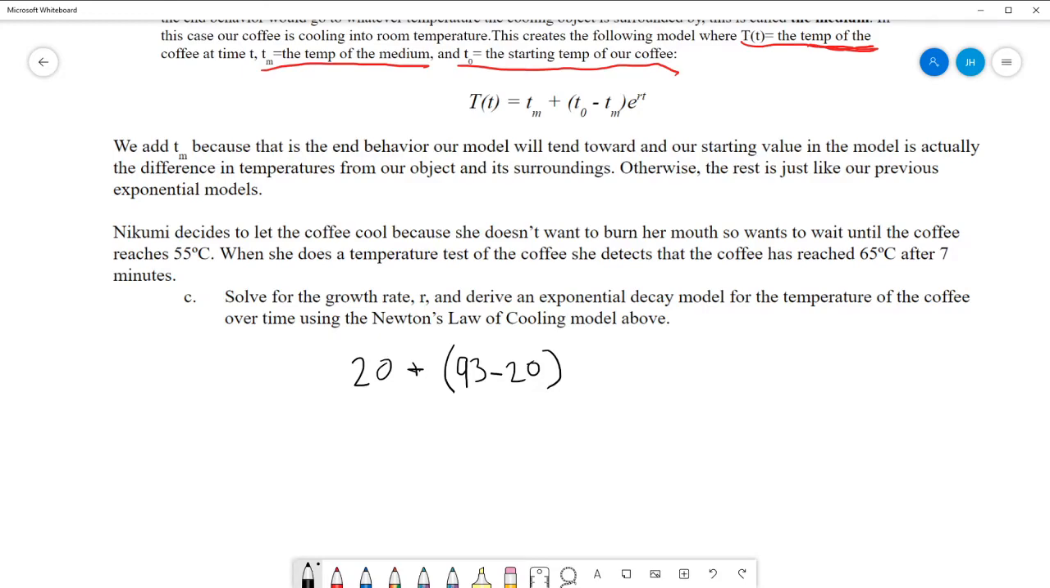And then we look at the rest of it, right? We have e to the rt. E is just a constant, right? So we just throw it in there. We do not know r because we're going to calculate it. And then here's where t and T of t need to come in, right? This is why she does a temperature check. If you do a temperature check at some later value, then it allows us to calculate the growth rate, right? So we know that after 7 minutes, it was 65 degrees Celsius. So our time, little t, is 7 minutes. So we plug 7 in here for time. And the temperature at 7 minutes is 65 degrees Celsius. So this equals 65 degrees.